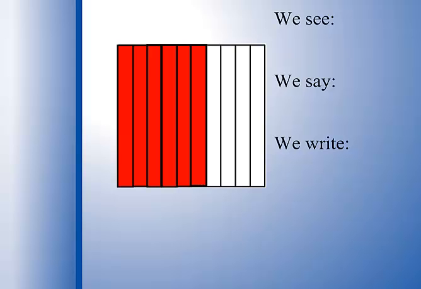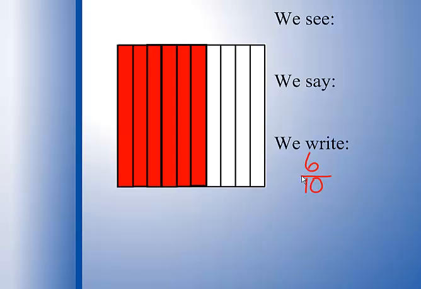Here we have a whole rectangle, and we have some parts colored in red. So we are going to look at this and write it as a fraction and as a decimal. First, I need to know how many parts there are total. 1, 2, 3, 4, 5, 6, 7, 8, 9, 10. So I'm going to write it as something over 10 as a fraction. And I see I have 1, 2, 3, 4, 5, 6.